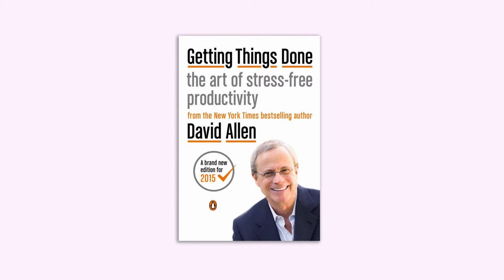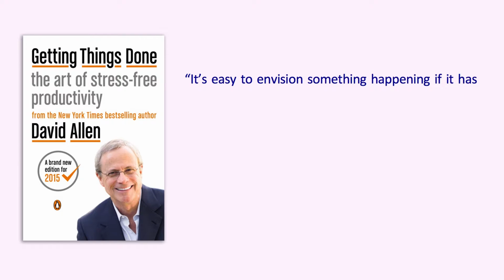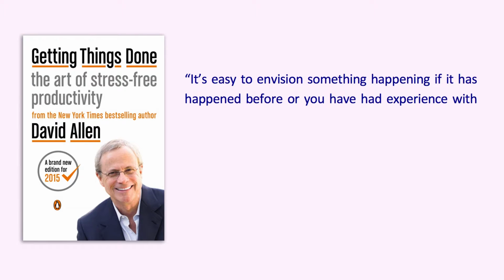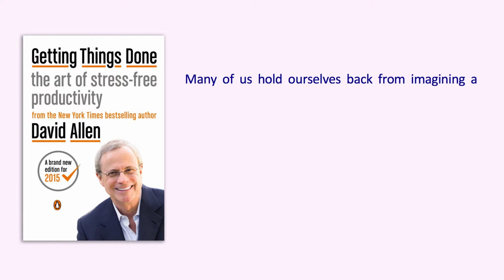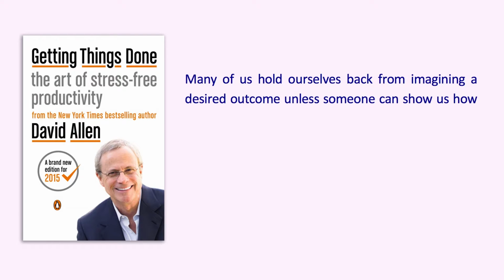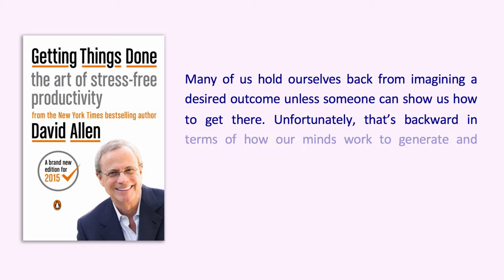In his book, Getting Things Done, David Allen writes, "It's easy to envision something happening if it has happened before or you have had experience with similar successes. It can be quite a challenge, however, to identify with images of success if they represent new and foreign territory. Many of us hold ourselves back from imagining a desired outcome unless someone can show us how to get there. Unfortunately, that's backwards in terms of how our minds work to generate and recognize solutions and methods.